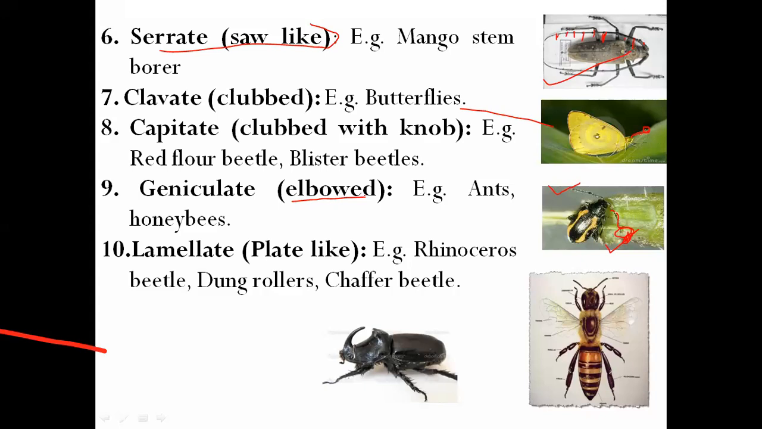Now lamellate. Sir, can you explain geniculate again? Geniculate type of antenna means elbow shape. Here the insect antenna has three parts: scape, pedicel, and flagellum. The first part is the basal segment, the scape. In this geniculate type of antenna, the basal segment is elongated, large, not small, elongated.